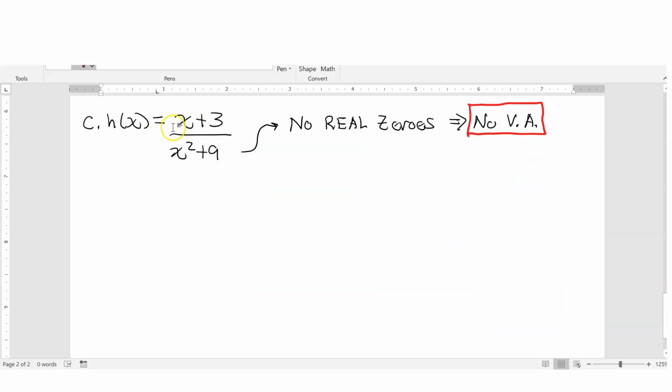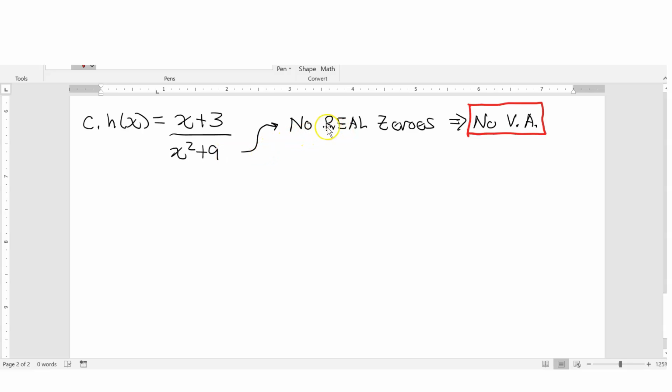In part C, they gave us this function, x plus 3 divided by x squared plus 9, which is actually the same function as in part C of example 1 when we looked at the domain. And you might remember that when we solved this and set it equal to 0, we got the imaginary solutions of plus or minus 3i.